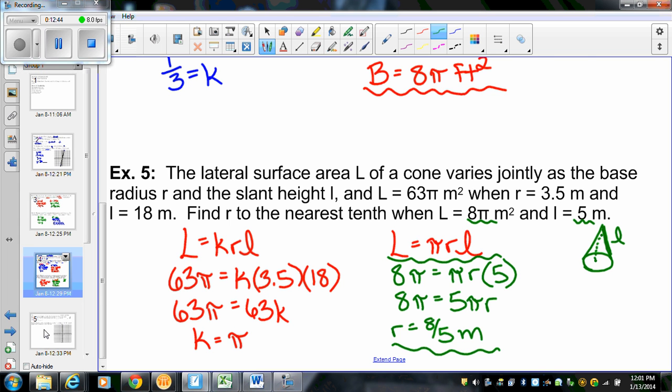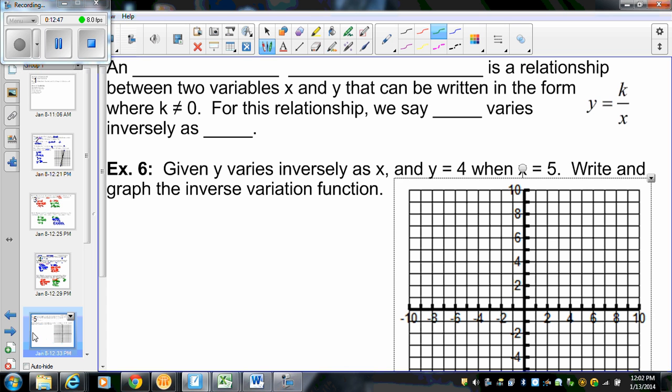Okay, so that's our second type of variation, joint variation. The third type that we're going to look at today is known as inverse variation. Inverse variation is a relationship between two variables x and y that can be written in the form y equals k over x, where k cannot equal 0. And for this relationship, we say that y varies inversely as x. So what it means when it says inversely is that as one thing increases, the other decreases.